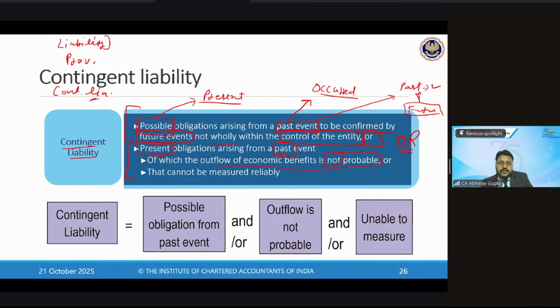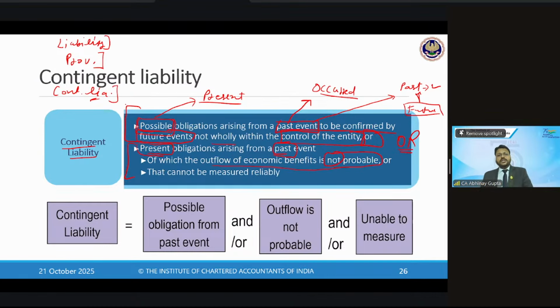Then the next item comes, provision. Provision is made where the outflow is probable, although the timing and amount may vary. So either I do not know the timing or I do not know the amount clearly. That's why I say this is not a crystal or clear liability. This is a provisional liability. Instead of calling it provisional liability, I simply say provision. So provisions are recorded.